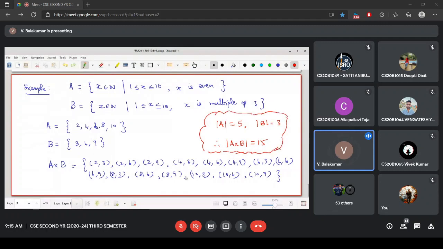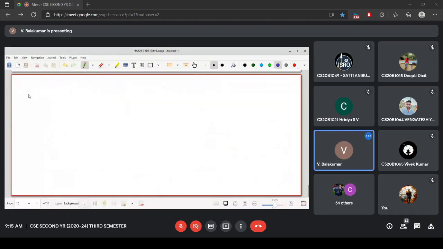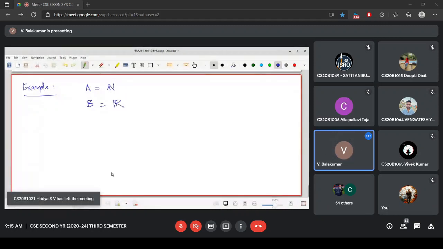Very good. Your examples are excellent. I'll give you one more example on my part. Let me take set A as natural numbers. Set B is real numbers. I want A cross B. What does it mean? It is actually N cross R.